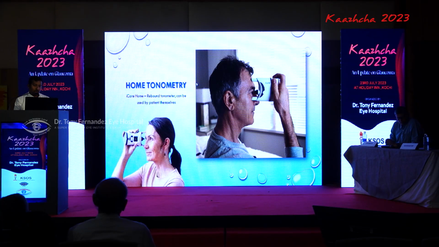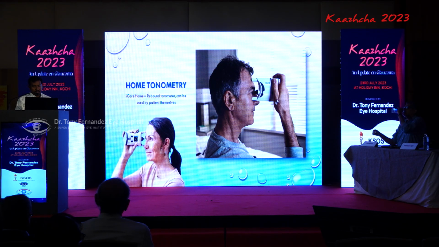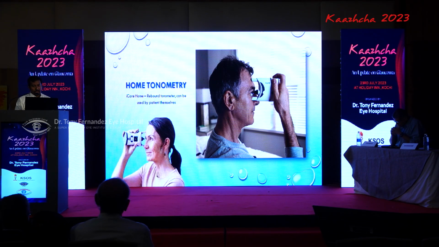Then home tonometry is something which is quite important if it is easily possible. Because if the pressure is measured only once in the OPD, it is not a complete picture of the patient's intraocular pressure variations. So if this sort of device, this is an iCare Home, model 1 and model 2, can be used by the patient at home to measure the intraocular pressure by themselves based on the same rebound tonometer. That is, there's a ballistic probe, a metal probe, which goes and bounces on the cornea, doesn't need any topical anesthetic.